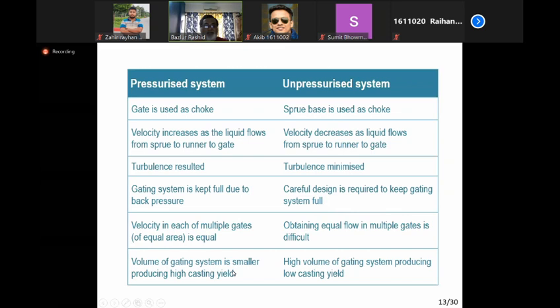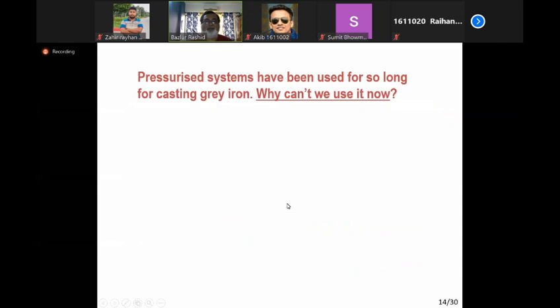Volume of the gating system is smaller because we are decreasing the channel. So volume is smaller, so casting yield is very high. On the other hand, here we are expanding the gating system, so it has a bigger size, and yield of casting will always be lower. But because of the turbulence, we use this type of system in our design.